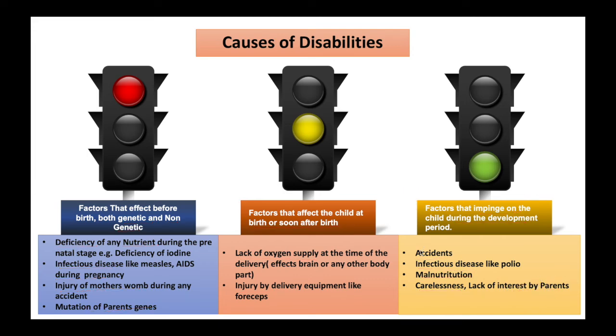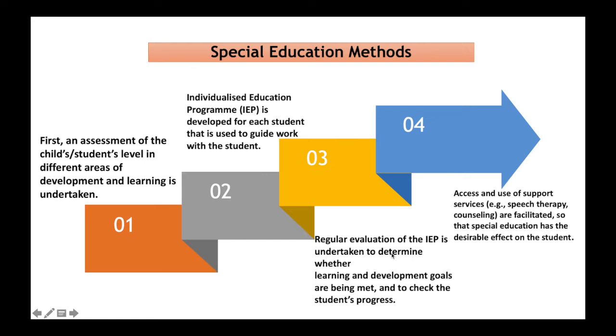Now let's study some specific education methods and procedures that are followed in special education to enable the special educator to teach children with special education needs systematically. First, an assessment of the child or student's level in different areas of development and learning is undertaken. For example, concepts in maths, language development, or social skills. Based on this assessment report, an Individualized Education Program (IEP) is developed for each student.